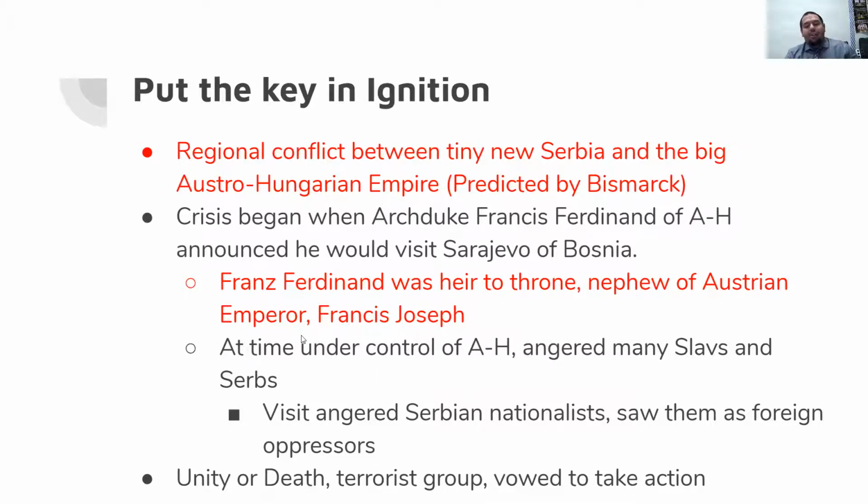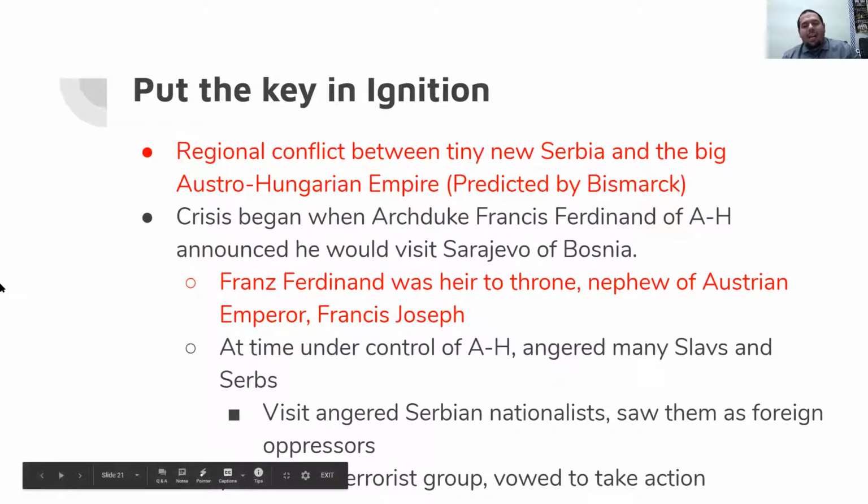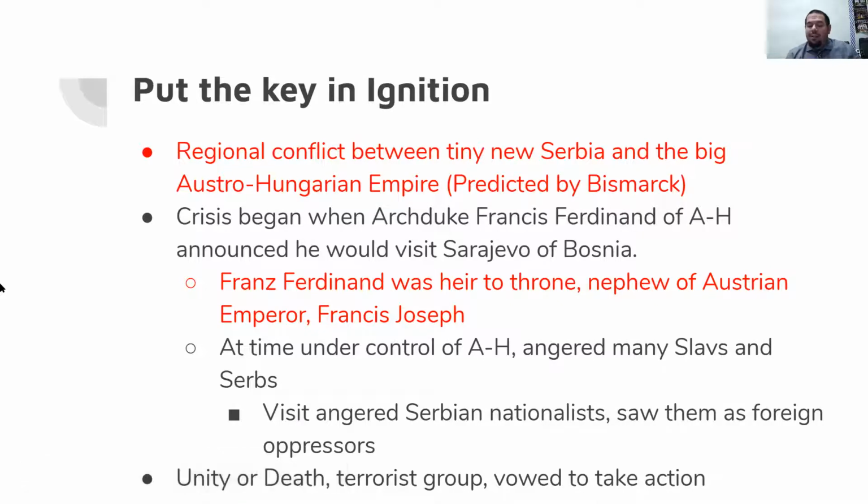The visit angered Serbian nationalists so much that they saw Austria-Hungary as foreign oppressors. And we all know about foreign oppressors with nationalism. Get them out. Kick them out. And you have this group called Unity or Death. It was a terrorist group, and they vowed to take action.